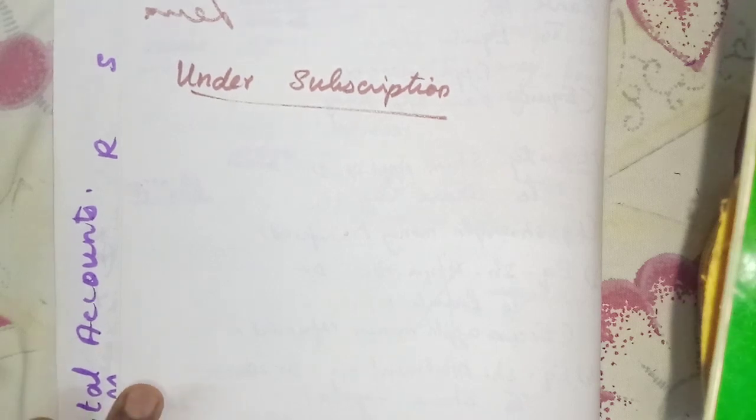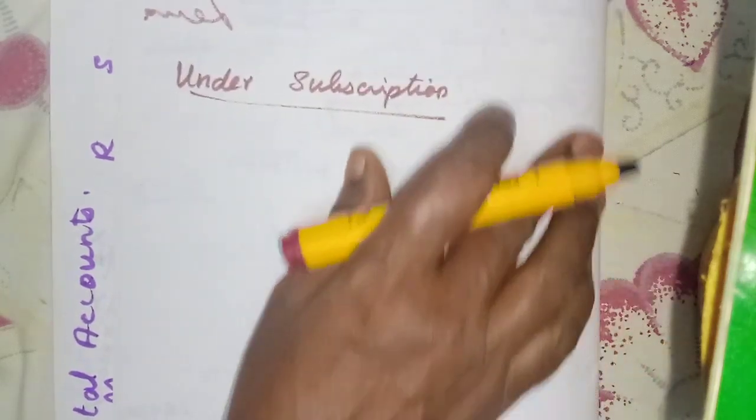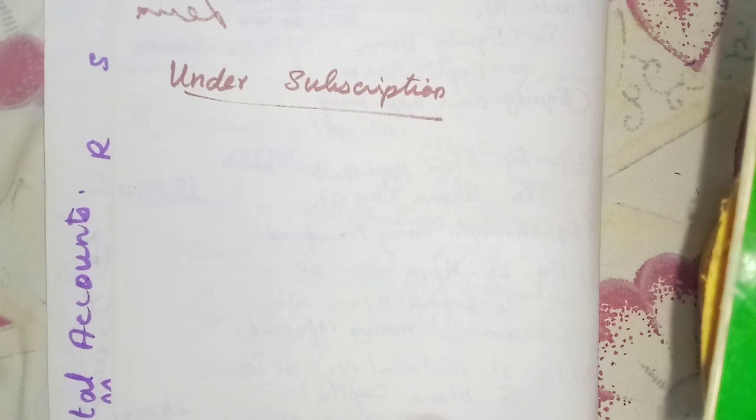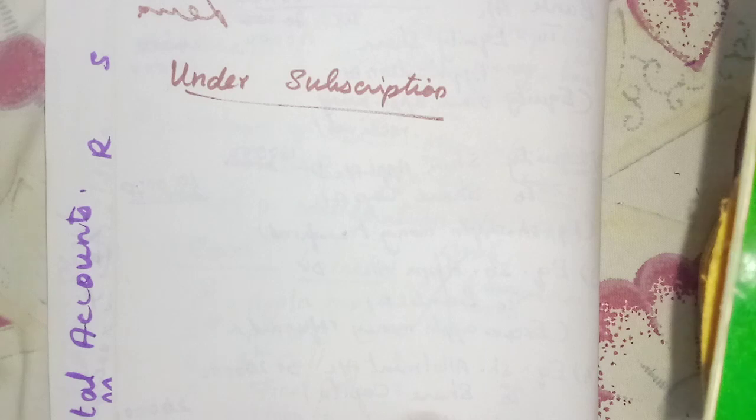Yesterday we have seen the company accounts to prepare the journal entries, isn't it? If the shares are issued for cash at par, that means at the face value, that is called at par. Okay, now today we will see the under subscription. Now we know how they issue shares. They will issue a prospectus, that means they are offering the public to apply for their shares, isn't it?